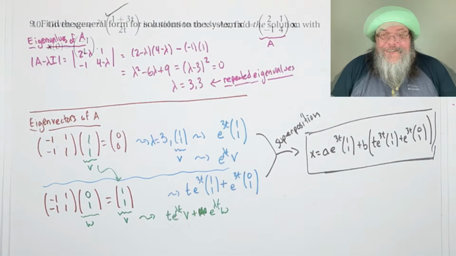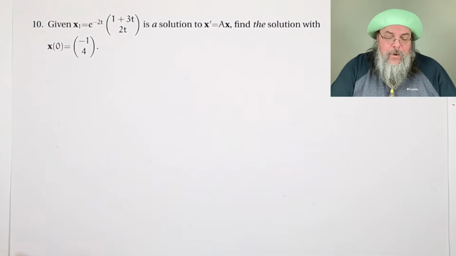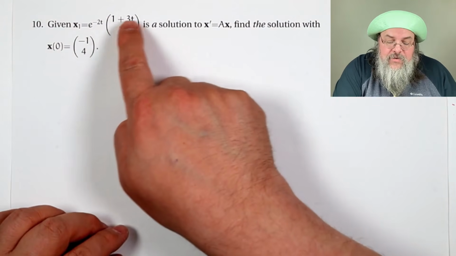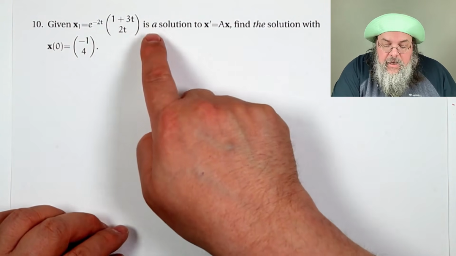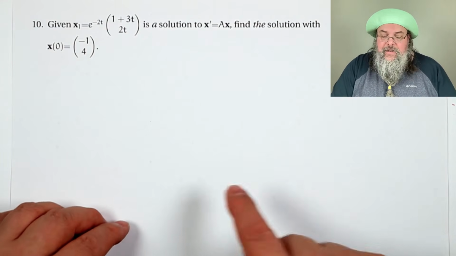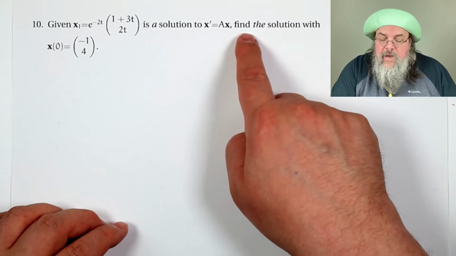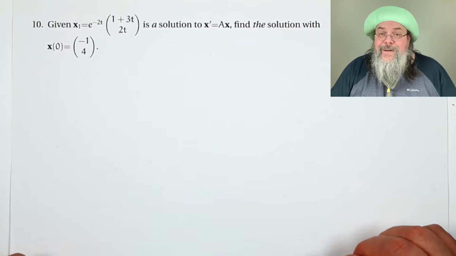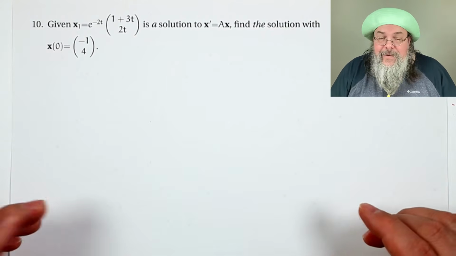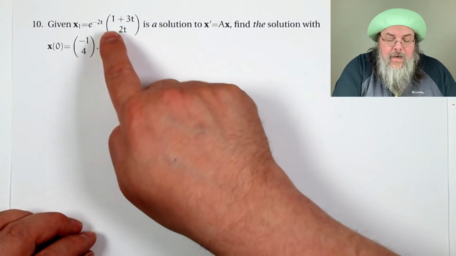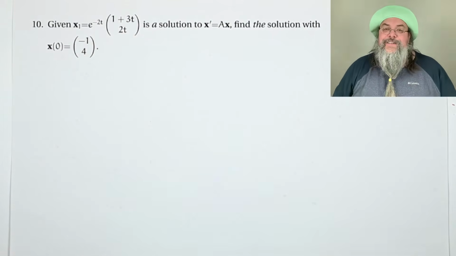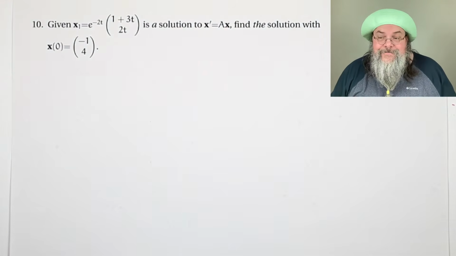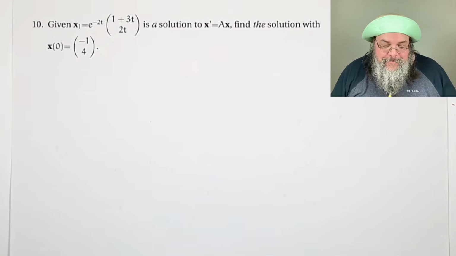Almost done. Number 10. We're given that x1 is e to the minus 2t times (1 plus 3t, 2t) is a solution, x prime equals Ax. And we're asked, find the solution where when we plug in 0, we get minus 1, 4. Now, maybe they just gave it to us. If you plug in 0, that does not give minus 1, 4. Okay, so they did not give it to us. All right, no worries. So how do we find it?